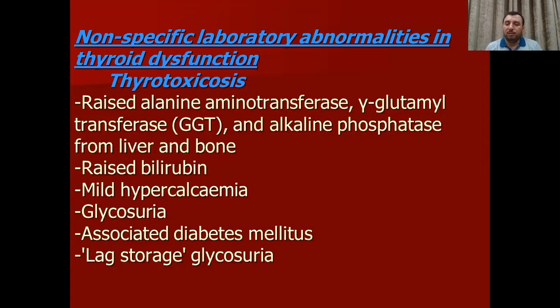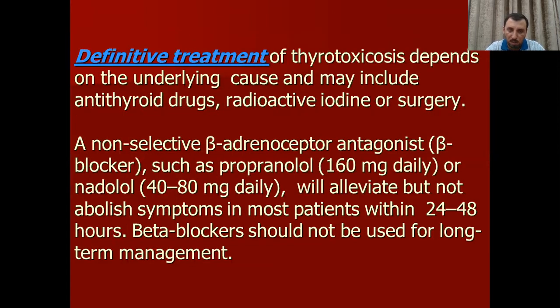Other lab findings can be seen in those patients. We have raised ALT, raised GGT, and alkaline phosphatase also increased. There is raised bilirubin and hypercalcemia, glucosuria, and diabetes mellitus because of antagonism of T3 and T4 to insulin action, and glucosuria has also been seen. Postprandially, there is glucosuria seen in case of hyperthyroidism.